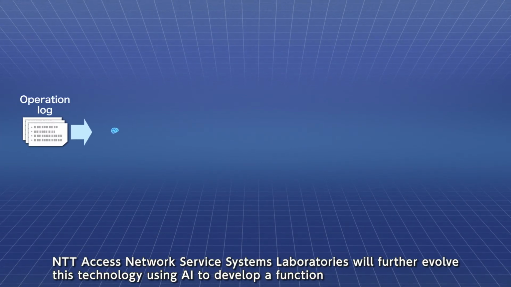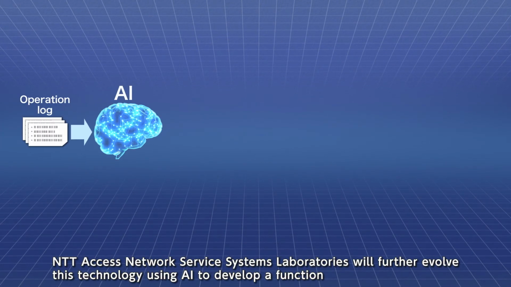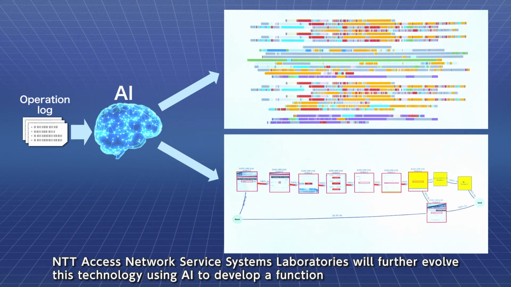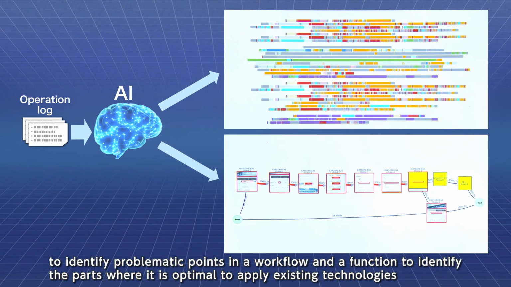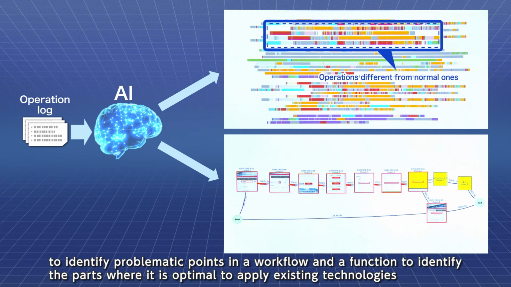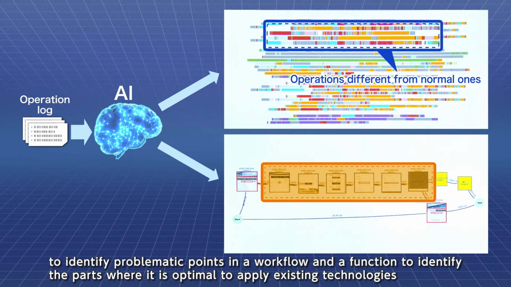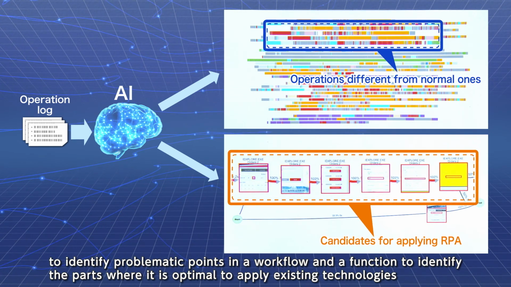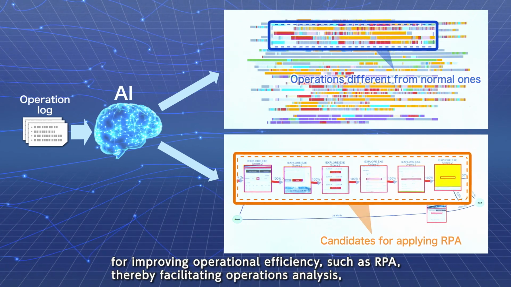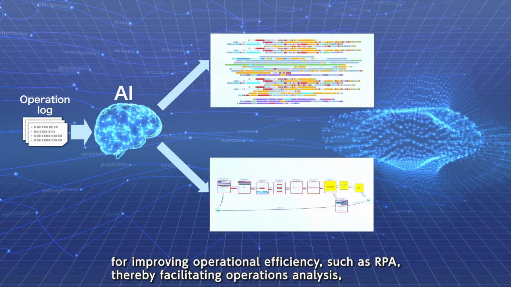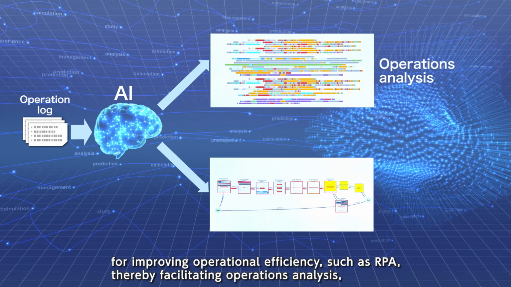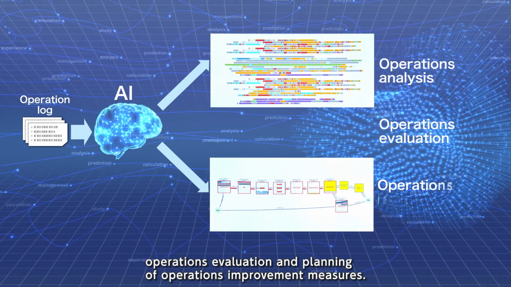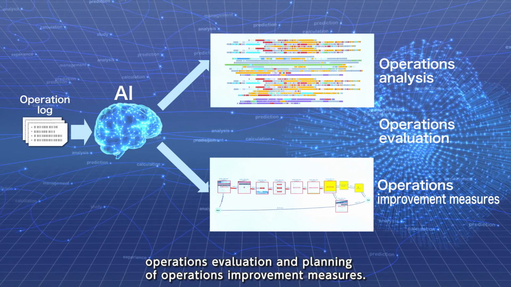NTT Access Network Service Systems Laboratories will further evolve this technology using AI to develop a function to identify problematic points in a workflow, and a function to identify the parts where it is optimal to apply existing technologies for improving operational efficiency, such as RPA, thereby facilitating operations analysis, operations evaluation, and planning of operations improvement measures.